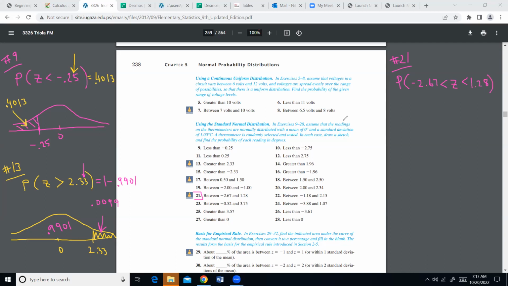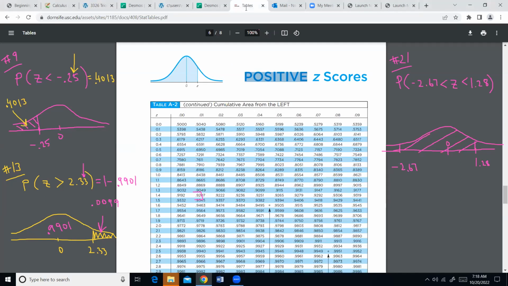So looks like I need to use tables twice. So let me make a picture first. Once I will use these tables for the positive value. So the positive 1.28 is somewhere on the right side from 0, right? And negative 2.67 is somewhere on the left side from 0. So what we need is to find the area of region which is lying right in between of these two. Okay, so let's get those numbers pulled out from the tables.